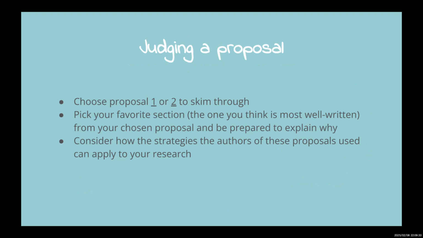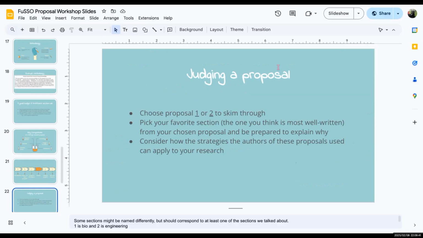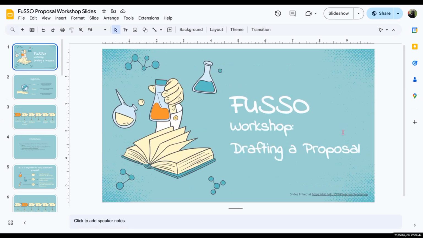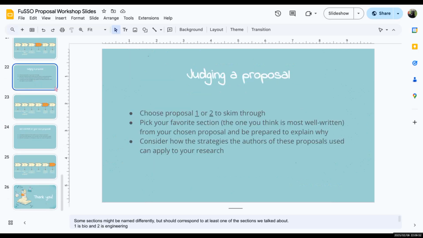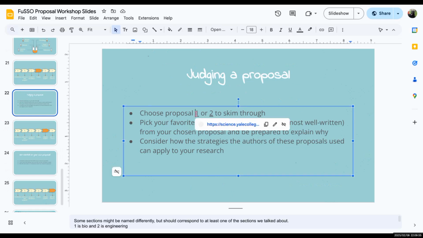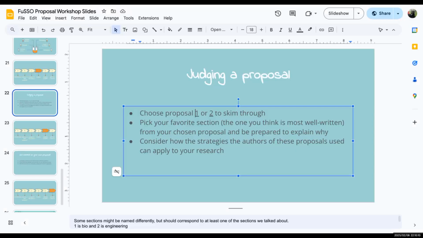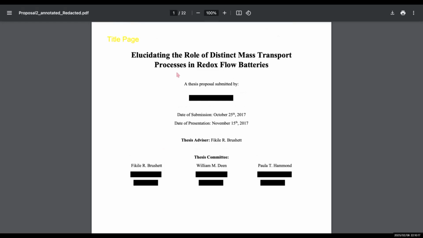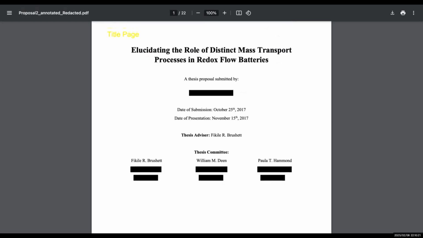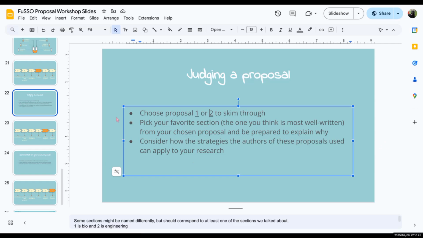So for today's practice, we're judging a proposal. If you go to the slides, we have the link at the beginning. The link is bit.ly/FuSSO-proposal-workshop. And if you go to the link and go to slide 22, you'll find these linked here. The first proposal is accepted to a Yale first year fellowship, and it's more related to bio. So if you're interested in doing research in that area, this could be a good example to start with. And then the second one linked here is from MIT, and it's more engineering related. So if your research is more similar to that, you can read that.